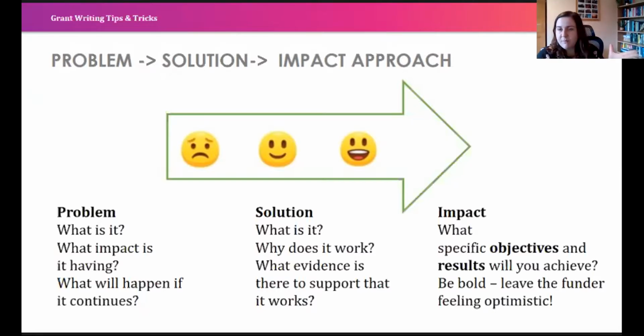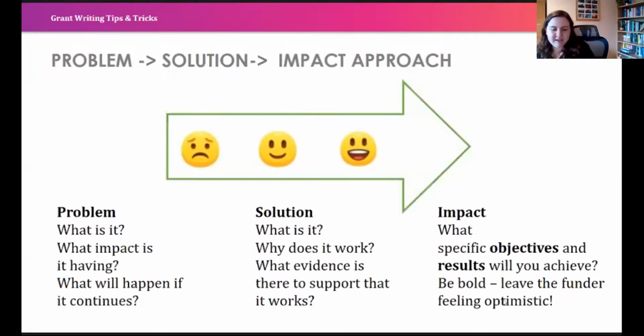Then you're going to offer them a ray of light, a little ray of hope, and get them excited and interested because you're offering a solution to this. So that lifts them up a little bit. And then you want to wow them and impress them with the impact. So you're bringing them on a journey. And that's the kind of thing that will stick with a funder when they're evaluating a bunch of projects. At the end of the day, they're people as well, and they want to feel hopeful and excited by the project, and that's what you're trying to achieve.